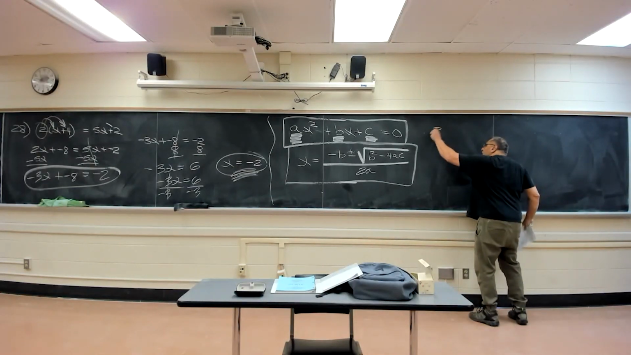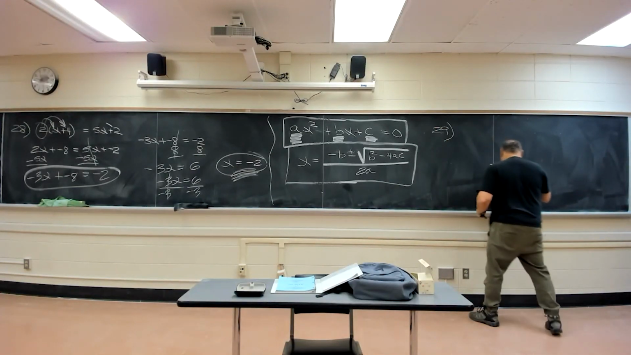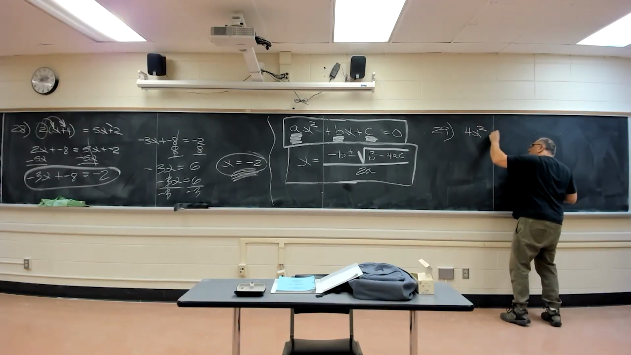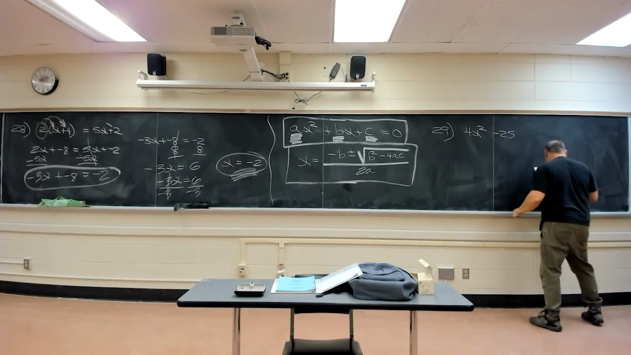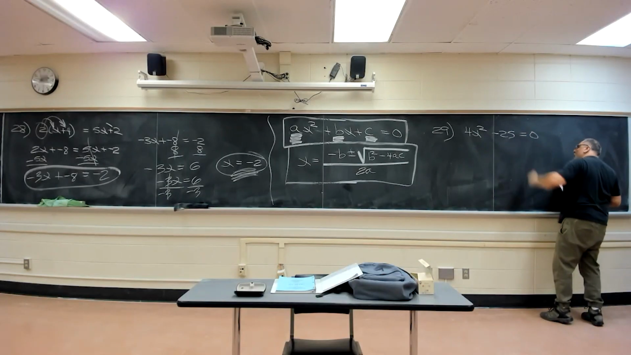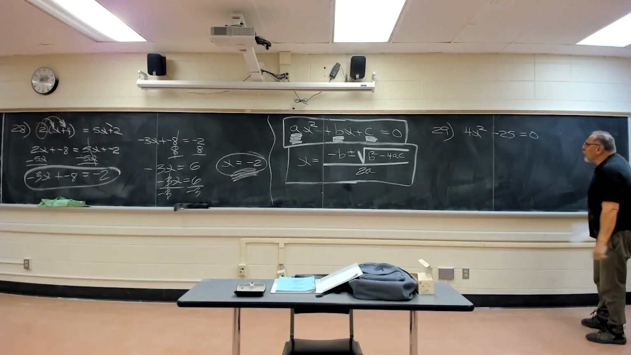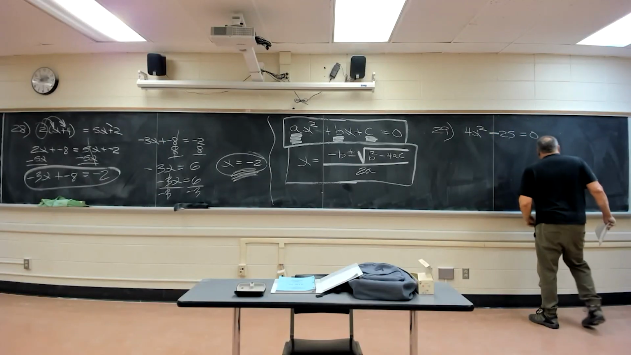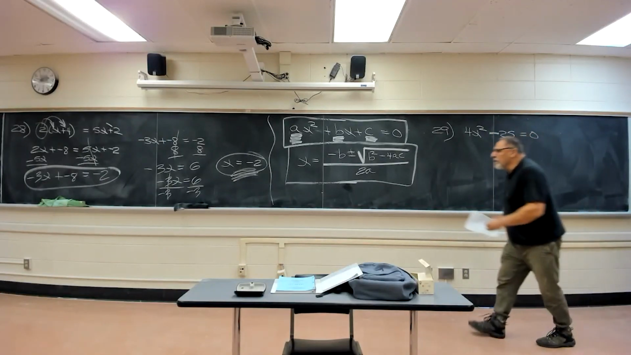Let's look at 29, and it maybe goes pretty straightforward. 4x squared minus 25 equals 0. There's a way you can do it by factorization. There's this thing called, and I do go into this. I go into this in other places.